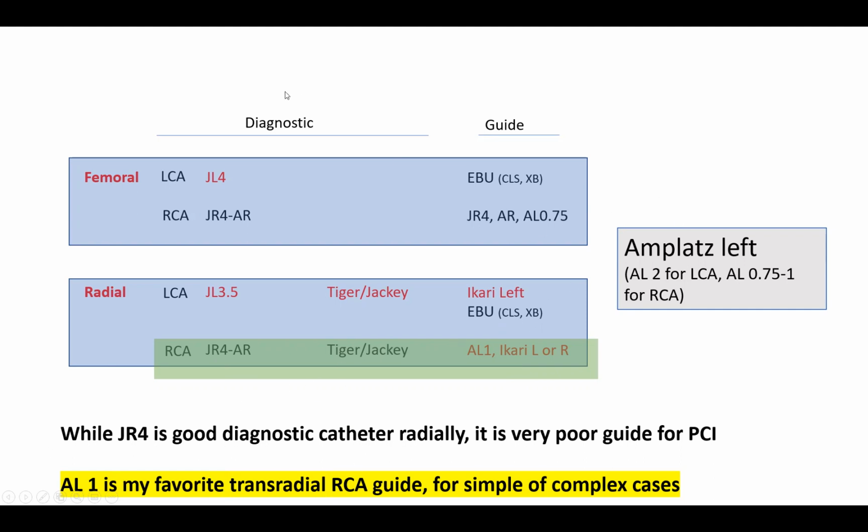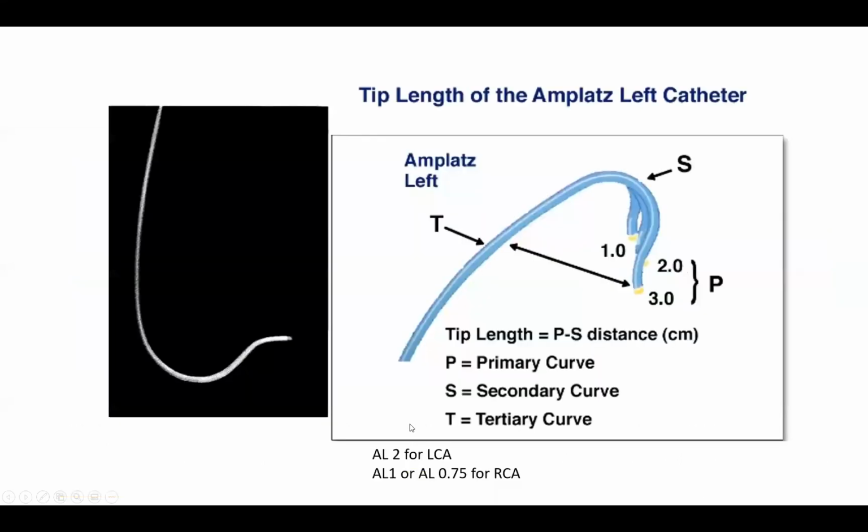And this is where you can see in my figure of what catheters to use, you can see I put the Amplatz left on a separate area because it can be used for everything. Typically, we use Amplatz left 2 for left coronary artery and Amplatz left 0.75 to 1 for right coronary artery. Typically, I use Amplatz left 1 from radial RCA engagement, 0.75 from femoral RCA engagement. Okay. So I will explain how to maneuver it.